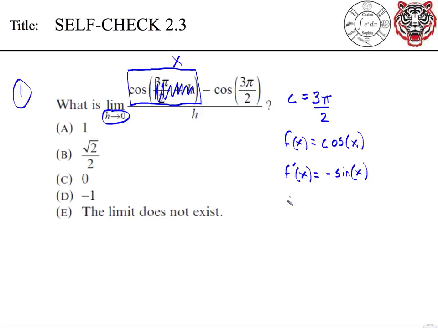And therefore f prime of our c is f prime of 3 pi over 2. And that is equal to what? Negative sine of 3 pi over 2, yep. Well done. And then we have to figure out where negative sine of 3 pi over 2 lives.